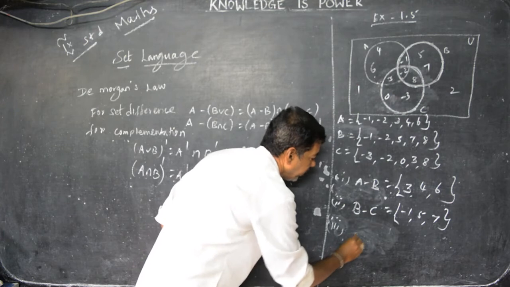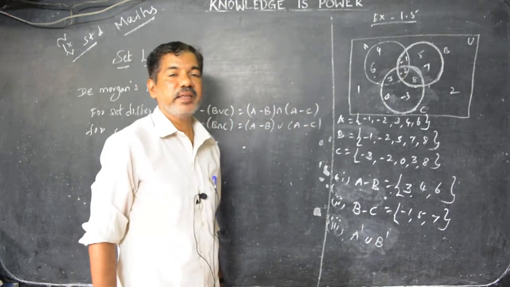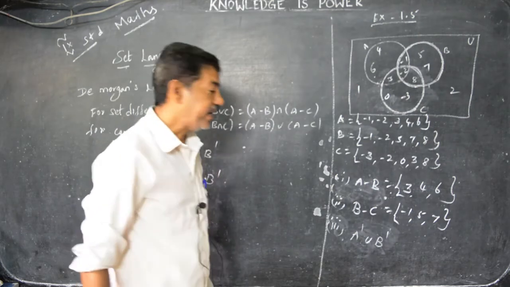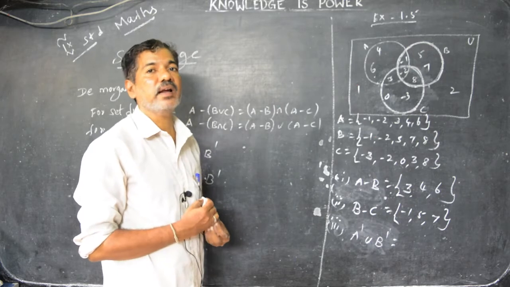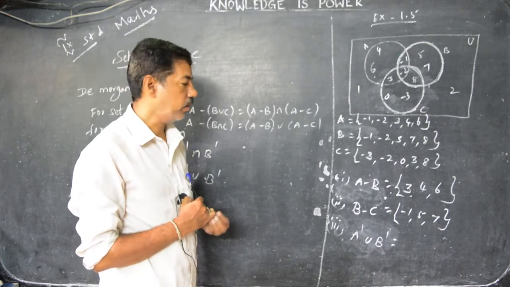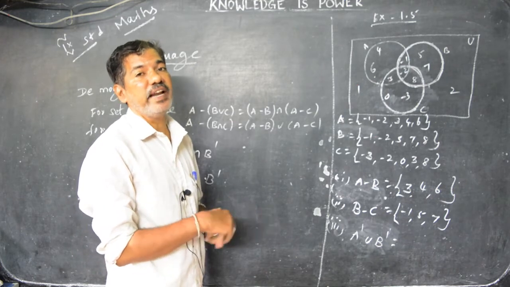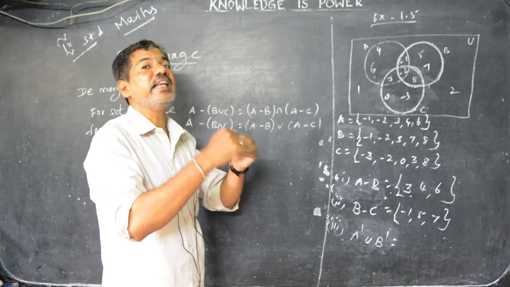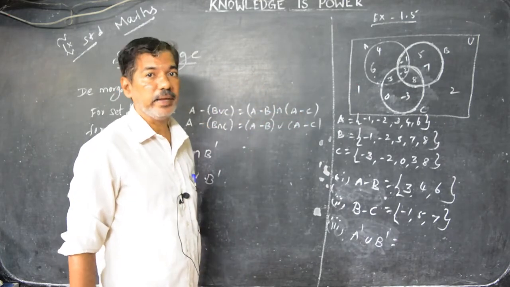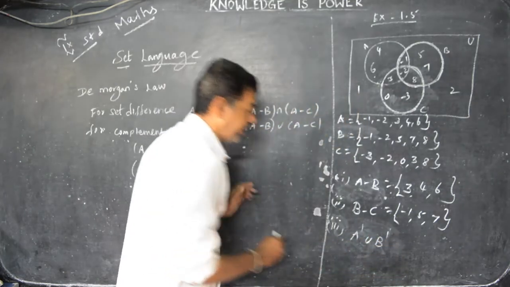Question number 3. A dash union B dash. இது கண்டிப்பா எக்ஸ்பாண்ட் பண்ணி போடுறது நல்லது. இல்ல கன்ஃபியூஷன் ஆகும். டைரக்டா ஆன்சர் போட முடியாது. ஓகே. A dash. What is the meaning of A dash? Aல இல்லாதது. தனித்தனியா கண்டுபிடிக்கணும். A dash union B dash you have to find out.